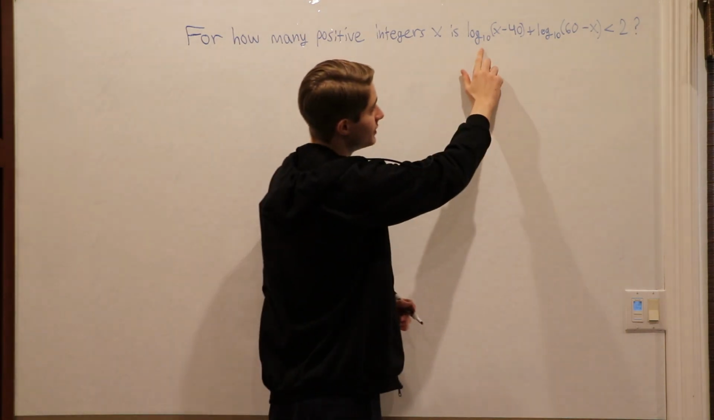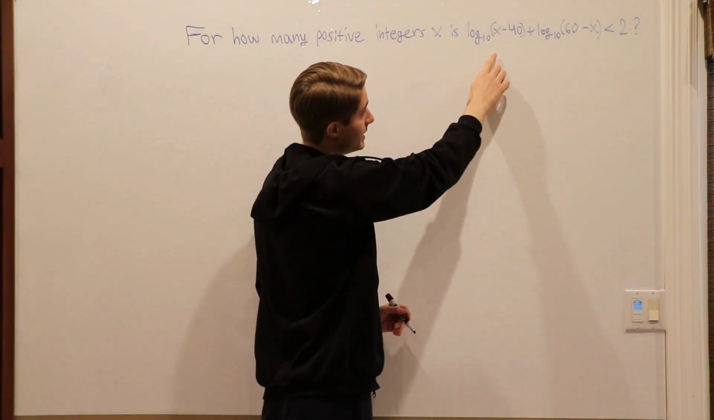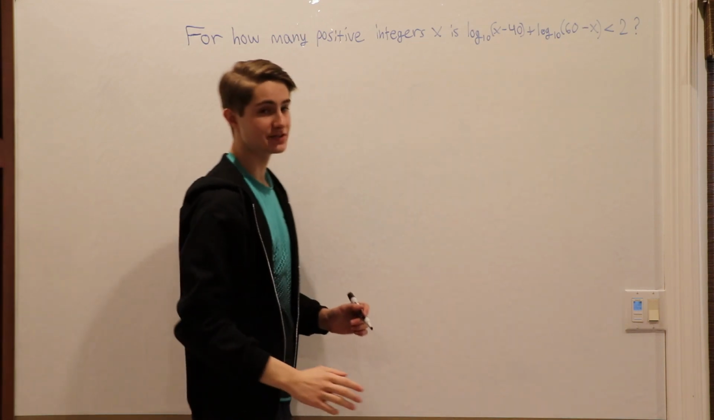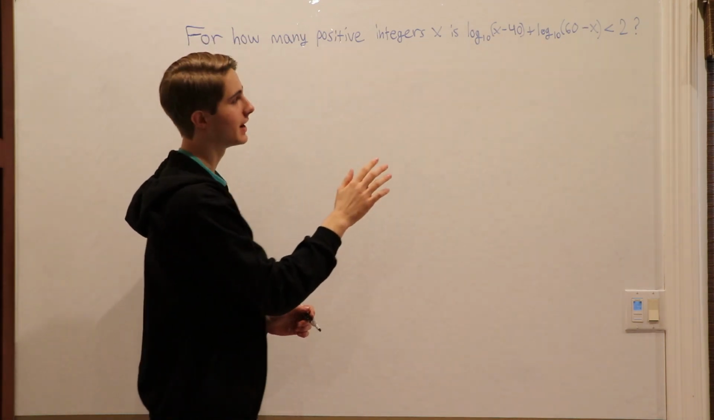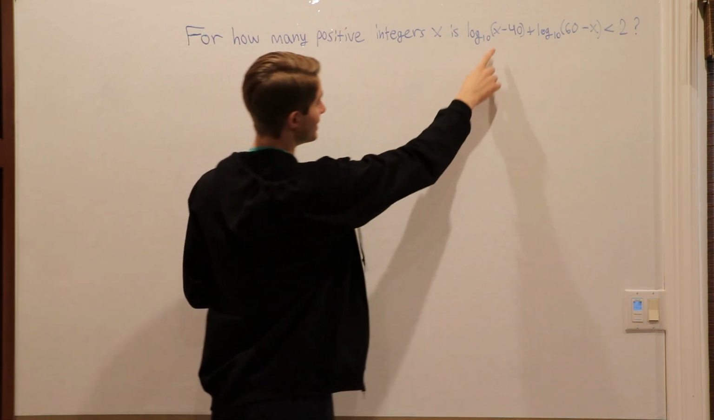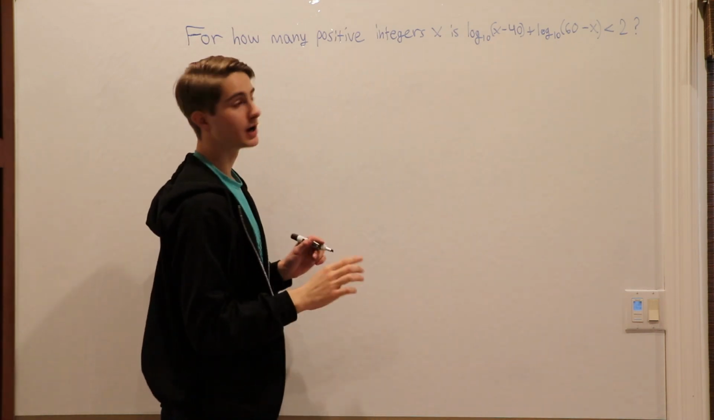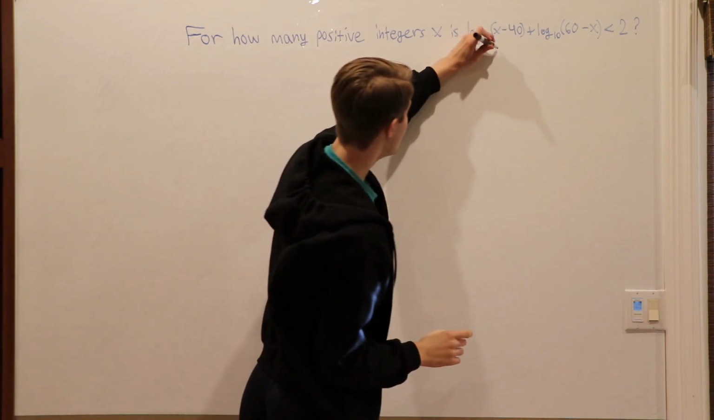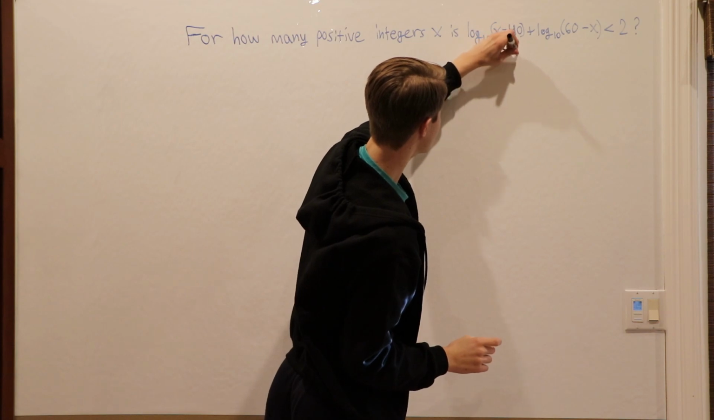Now naturally when you see two logarithms with the same base being added, your first instinct is to multiply the insides together. But before we do that, we have to be careful that we're using the right domain. Because we have x minus 40 here and the logarithm can only take positive arguments, we know that x has to be greater than 40.